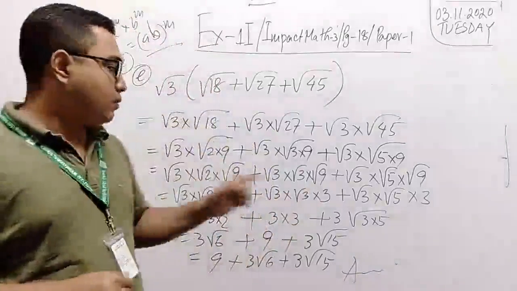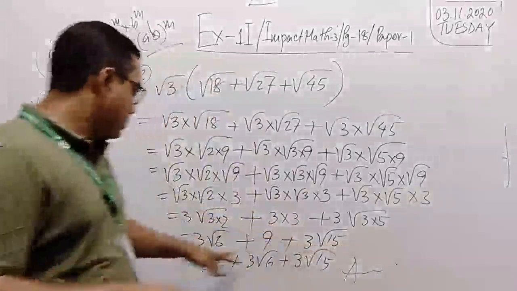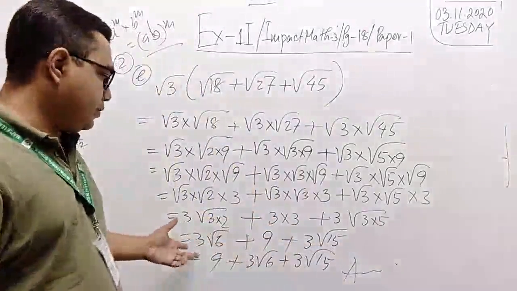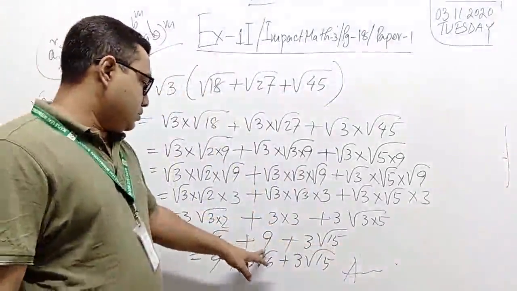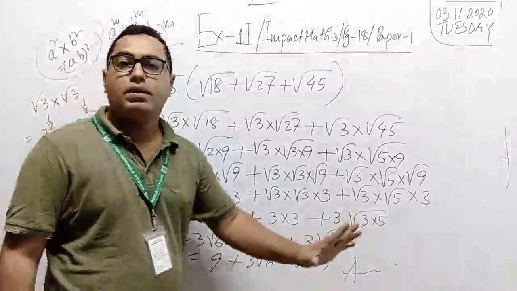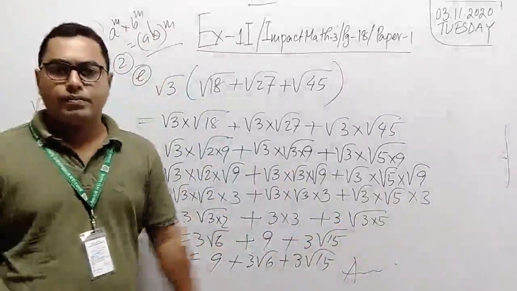3 into 5, what do we have? 15. So now realize them. If you don't want to realize them, no problem. I'm just writing here 9 and then this one and that. Clear?